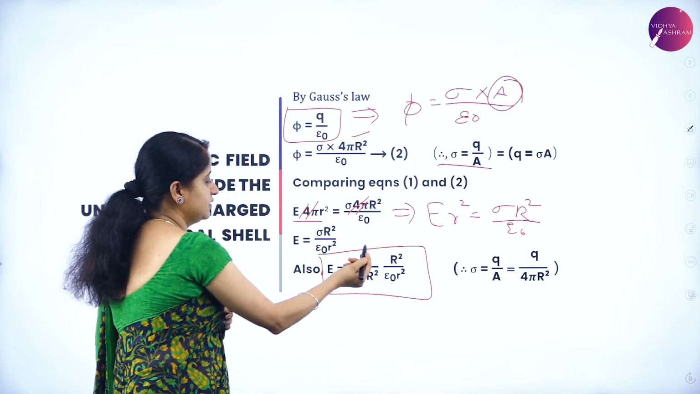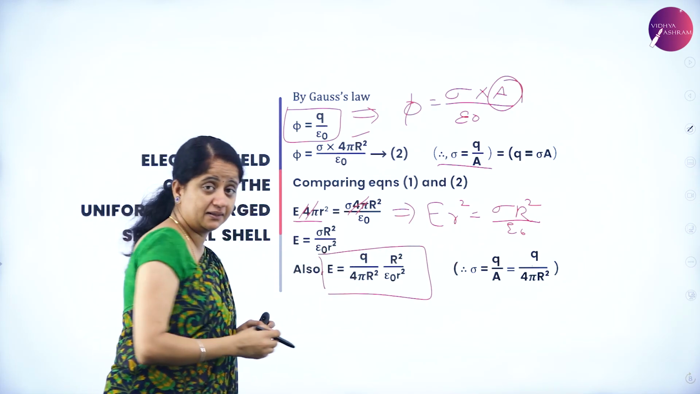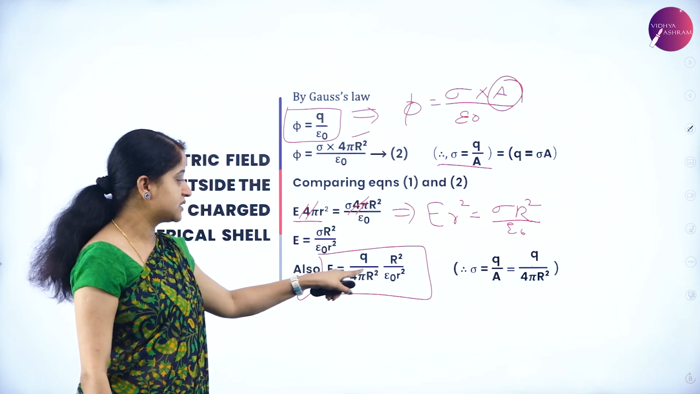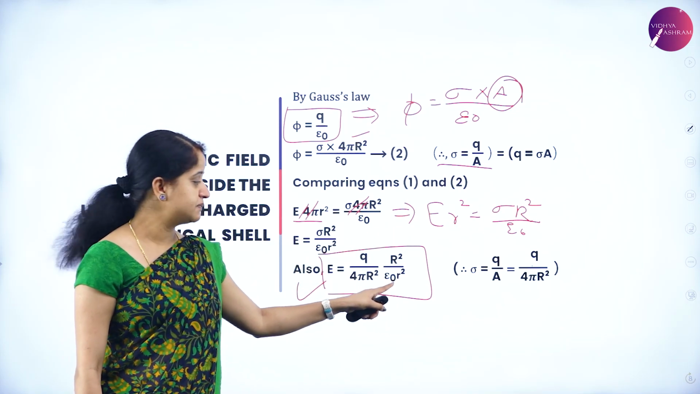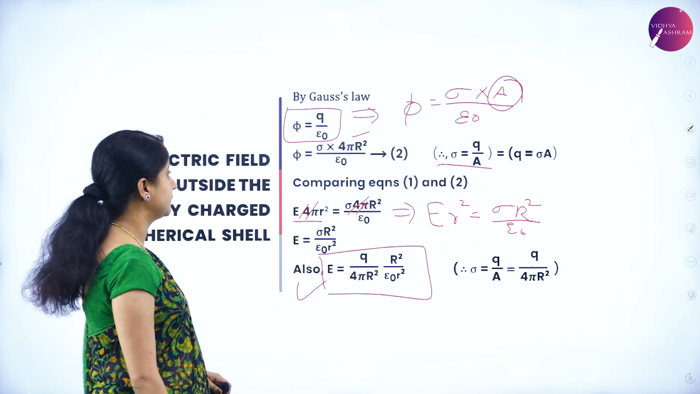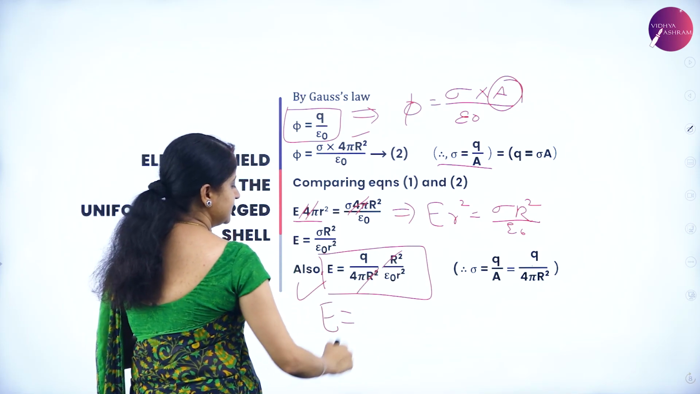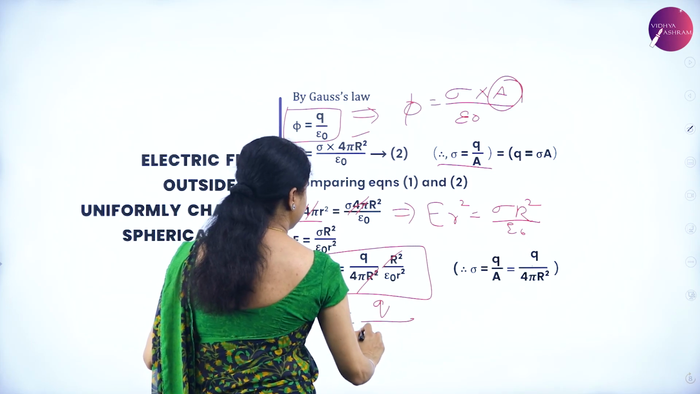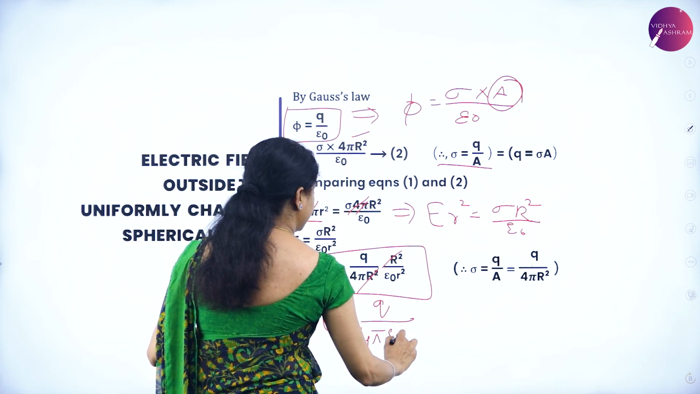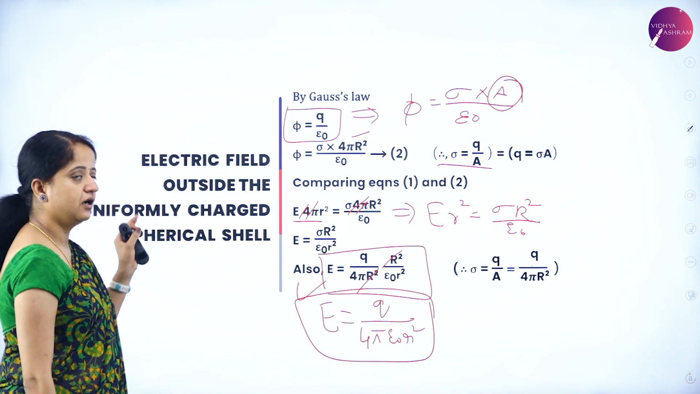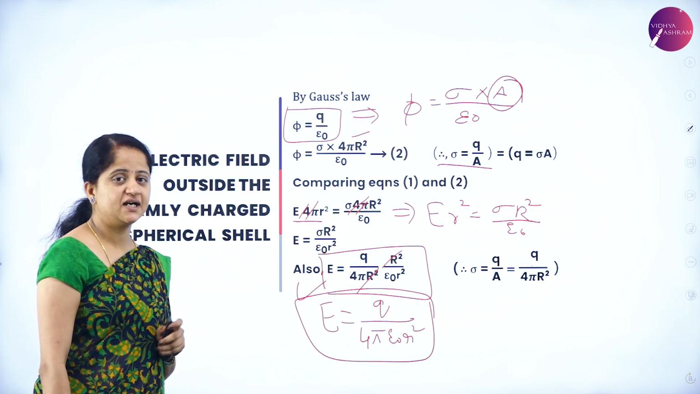So, if I substitute in the place of sigma, Q divided by 4 pi r square, I get the equation E equals Q by 4 pi r square into r square divided by epsilon naught into small r square. And also we can write this expression as E is equal to, by cancelling this r square and r square, Q divided by 4 pi epsilon naught r square, which is the expression for electric field outside a uniformly charged sphere.